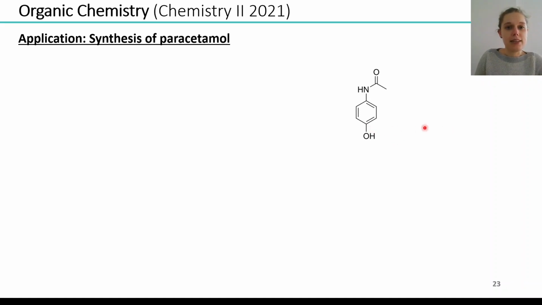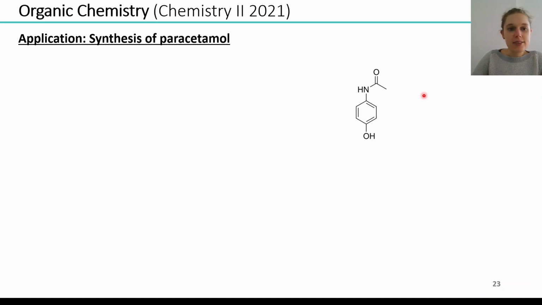So we have this para in the name, which indicates a para substitution on the benzene ring. And then we have the ending ol, which is an alcohol, so this hydroxide substituent. And then we have something like acetamido, and this is the acetamido group here on the second substituent. And then we combine all these and we end up with paracetamol.